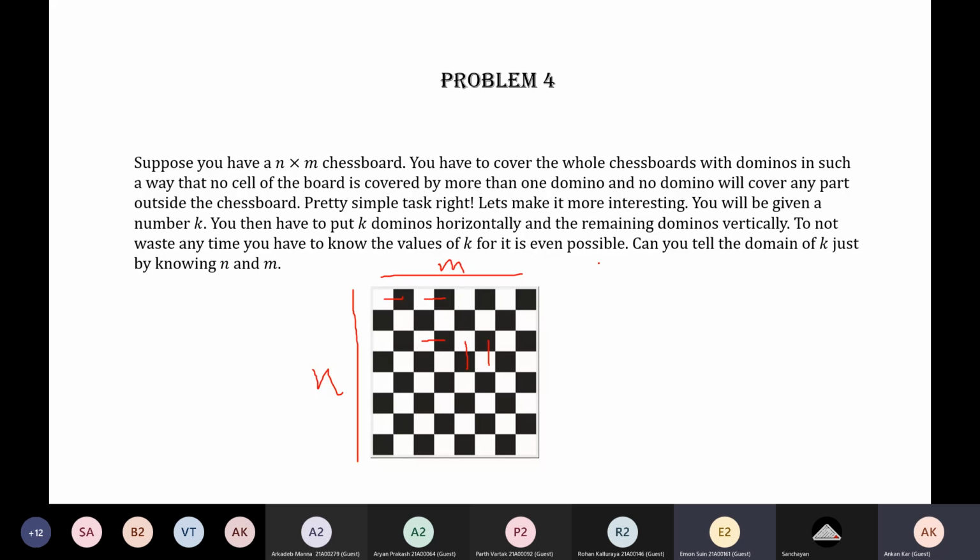So what do you mean by the domain of k? What possible values of k will fit? Suppose it is an 8 cross 8 board, and you are saying that k will be something like 31. It will not be possible. There are reasons, I will explain why 31 is impossible. But think. Can we tell that if n is even, then the minimum value of k will be 0?